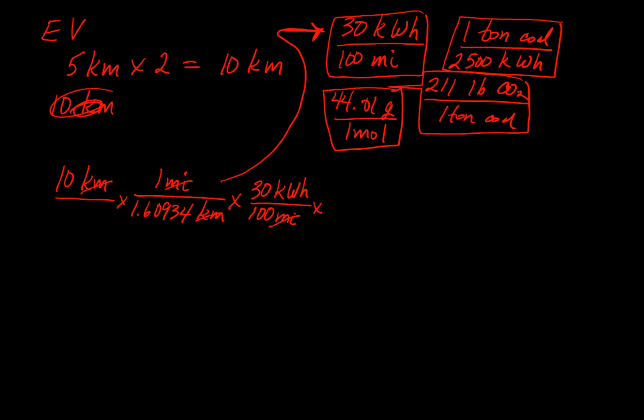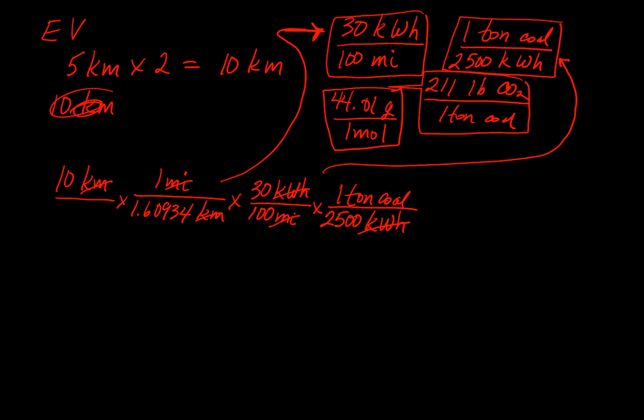Next, you want to relate kilowatt hours to the amount of coal used, which you can do using this conversion factor. So you get 2,500 kilowatt hours of electricity for every 1 ton of coal that's burned. So now we get rid of the kilowatt hours. We're getting closer because we have a mass of coal.